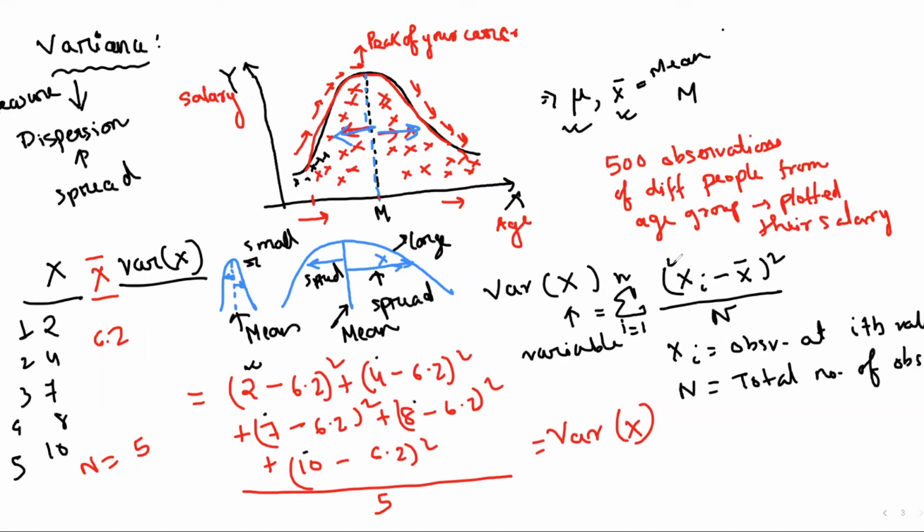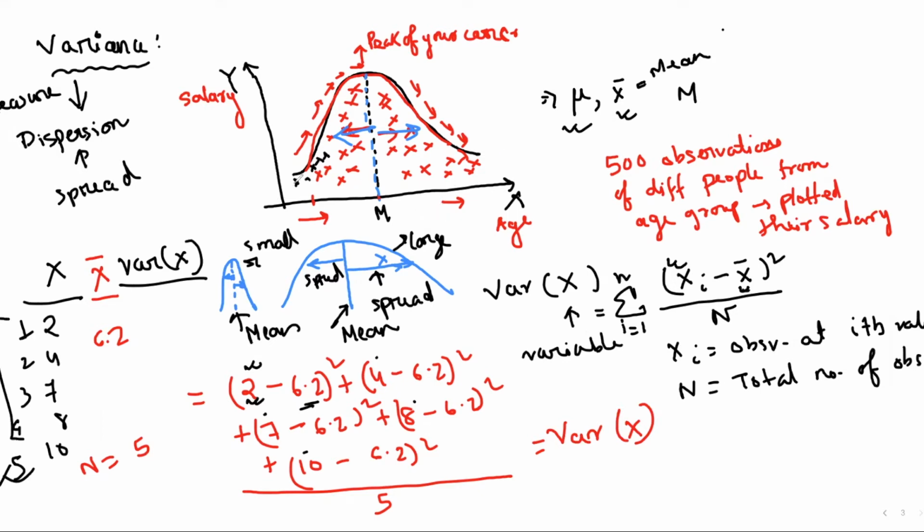So x of i minus the mean, which is this one, whole square, plus, since it's a summation, again the same, x of i minus the mean 6.2, and ultimately we divide everything by 5, the total number of observations. Total number of observations is nothing but 5. This is how we calculate the variance.